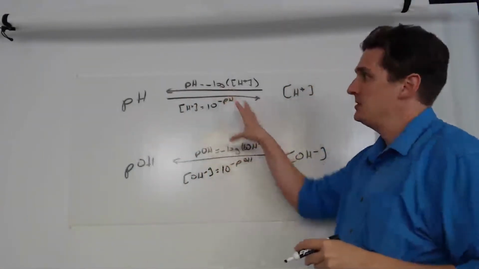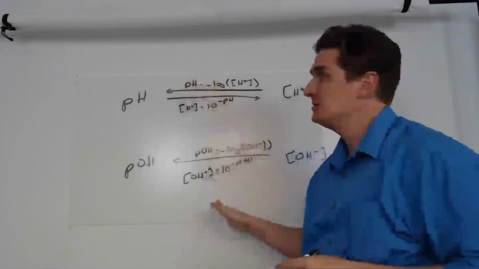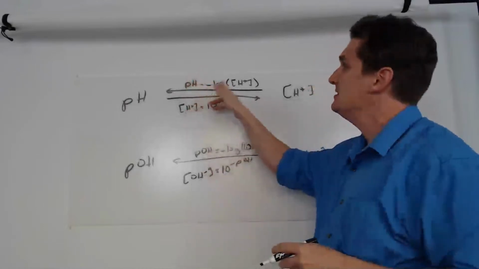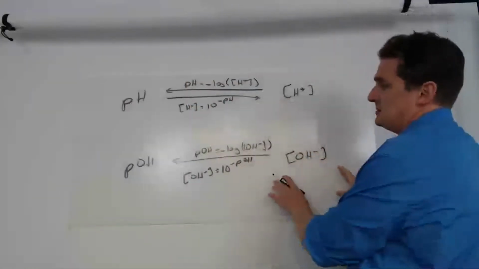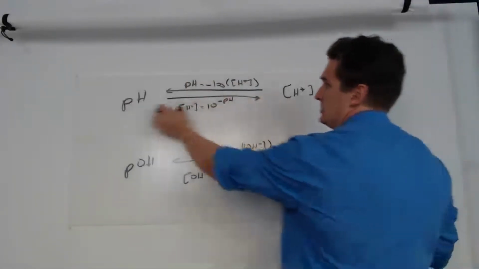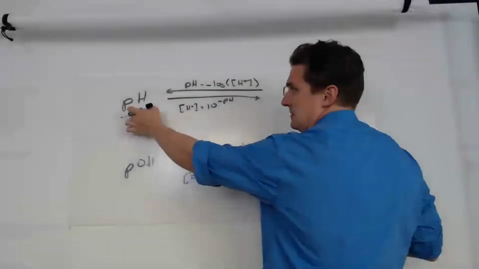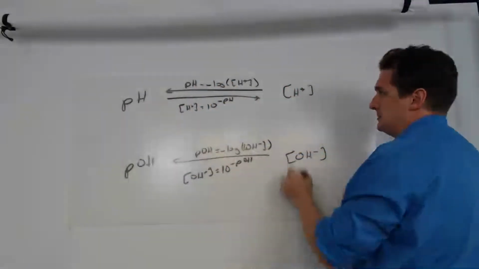So that's where the first part of this diagram comes from. These are just mathematical definitions. P is defined as the negative base 10 log of any number. So the diagram here is meant to emphasize that the go between these two numbers, the concentrations and their P values, it's the same formula.